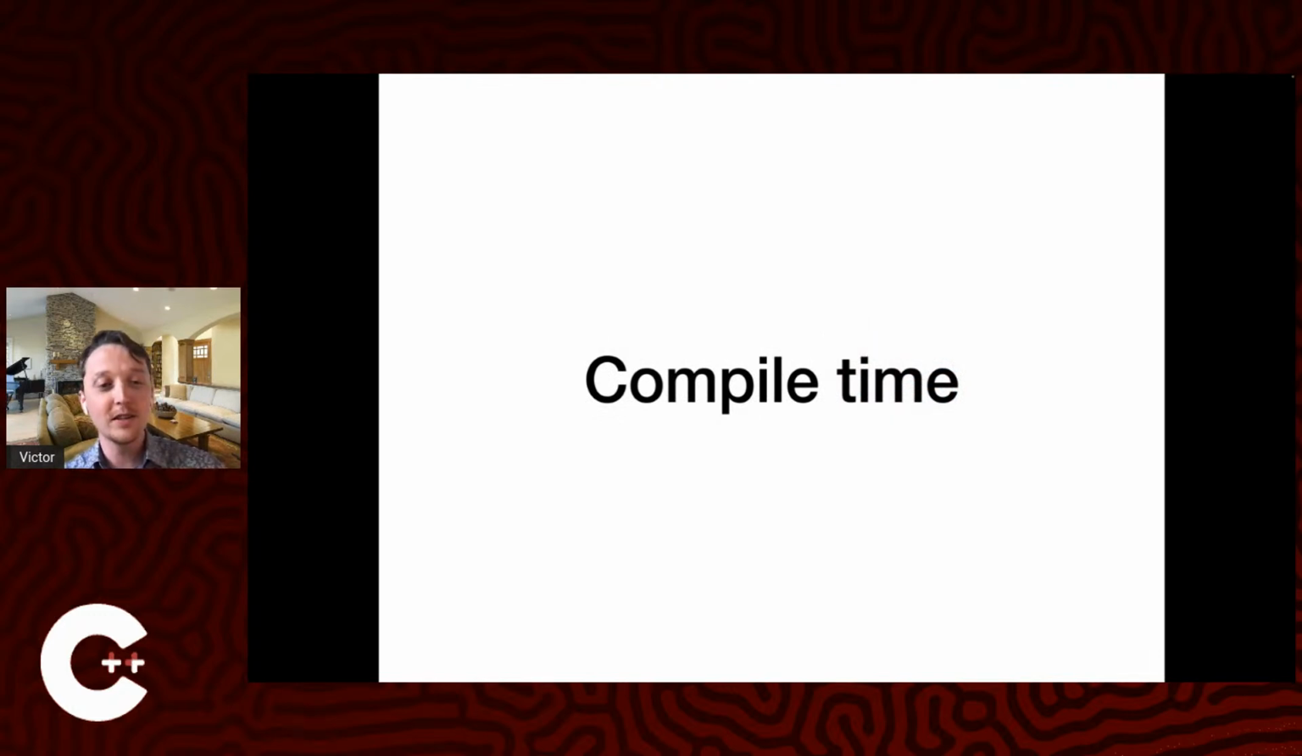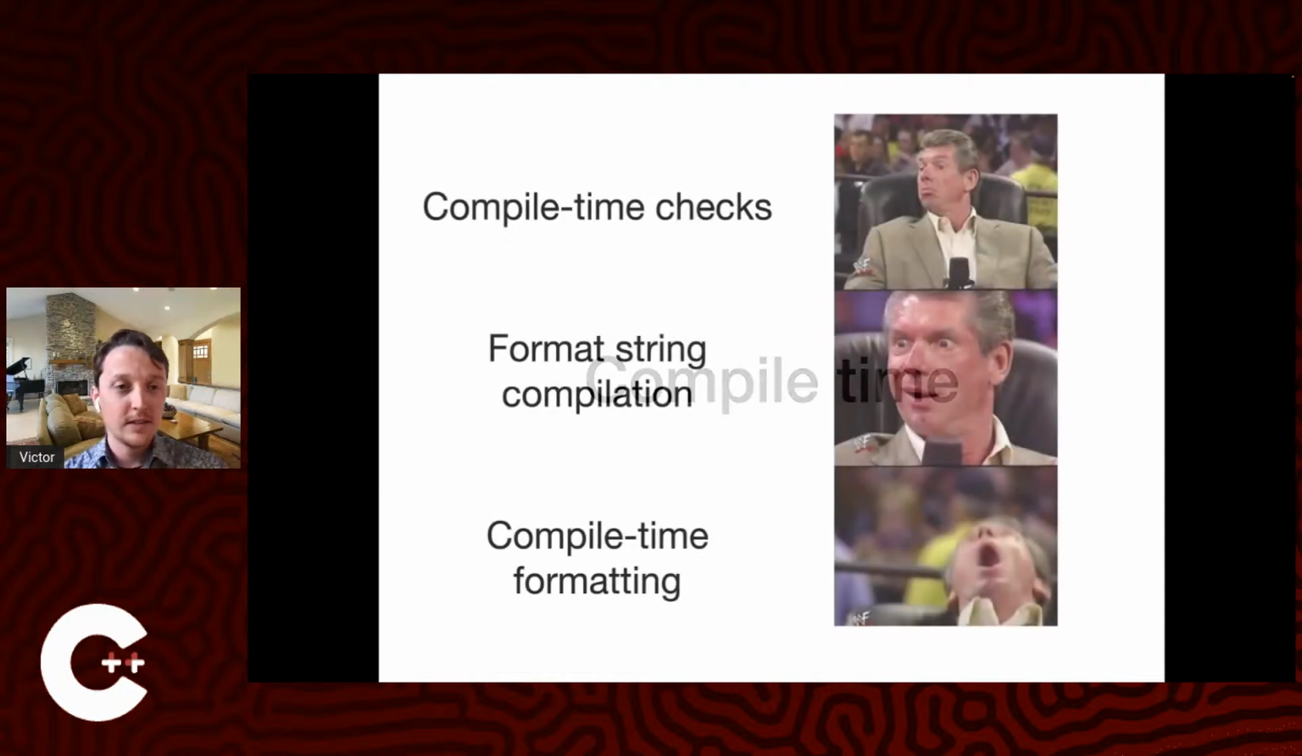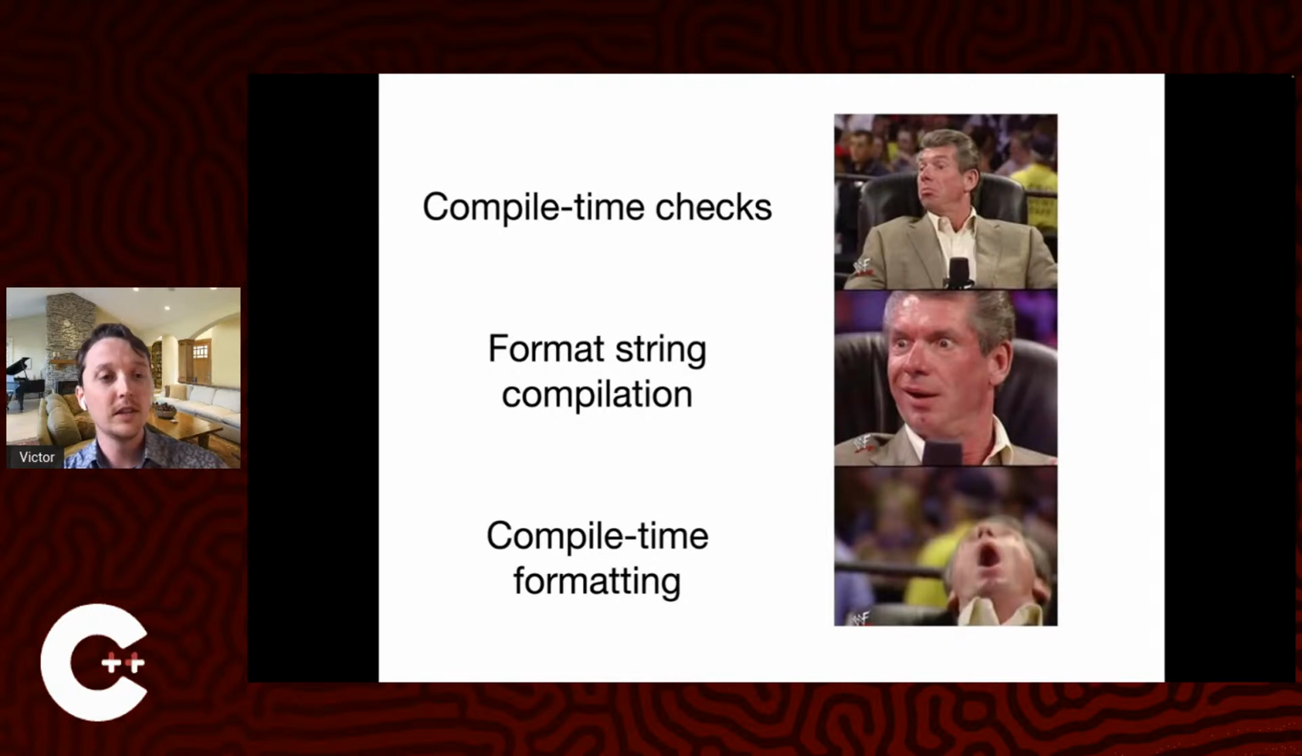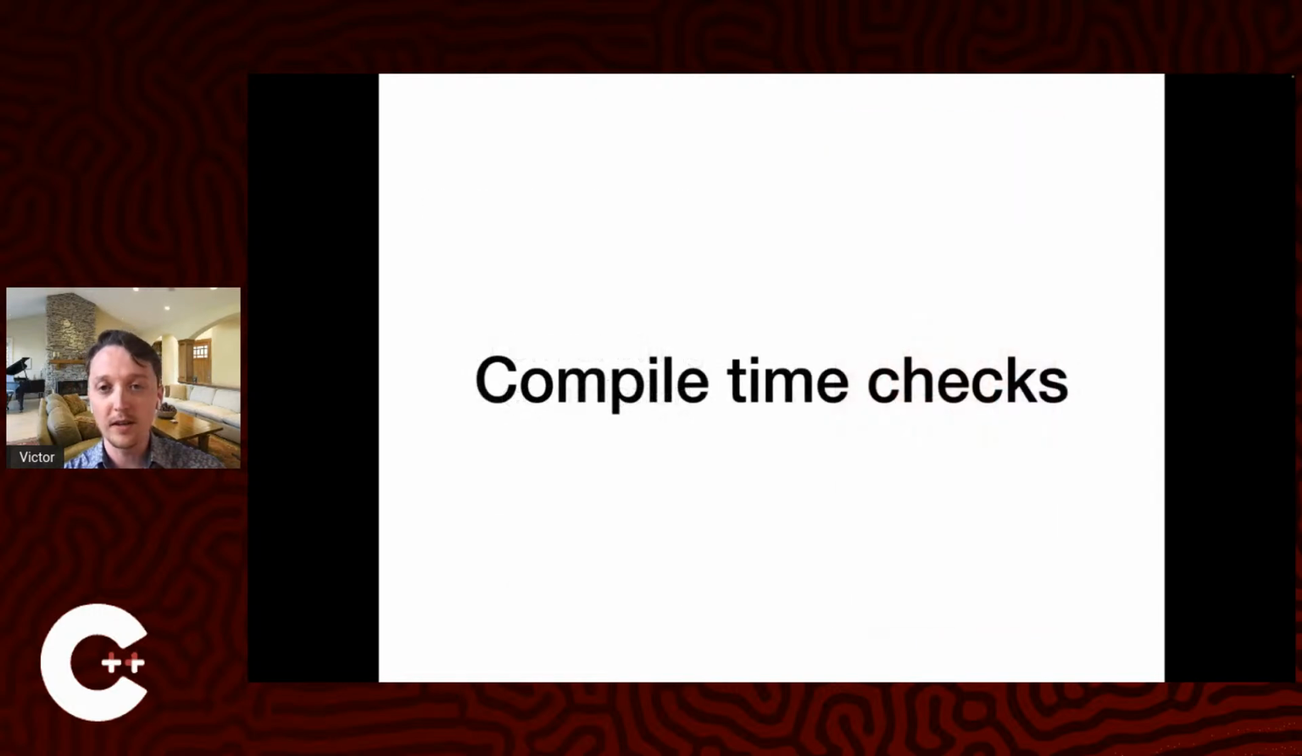So the first part of this talk will be dedicated to compile time. And it's not in the sense of how long compilation takes, but more about things that can be done at compile time for various reasons. And there will be three parts here. First, I'll talk about compile time checks, then format string compilation, and finally, compile time formatting. So let's start with the checks.